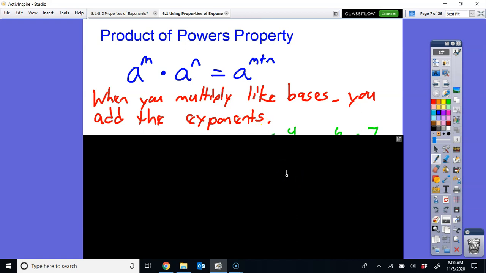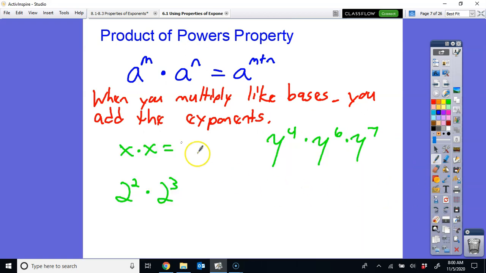So after you've paused the video and copied it into your notes, I'm going to go through some examples of these. Again, this would be on the first tab if you're making a little booklet. So now we're going to do some examples of these. The first example is very similar to the one that we talked about a little while ago. Feet times feet was feet squared because it was 1 plus 1. You have here x times x. That's x to the first power and x to the first power. There's 1 plus 1, which is 2. So when you multiply like bases, you add the exponents.